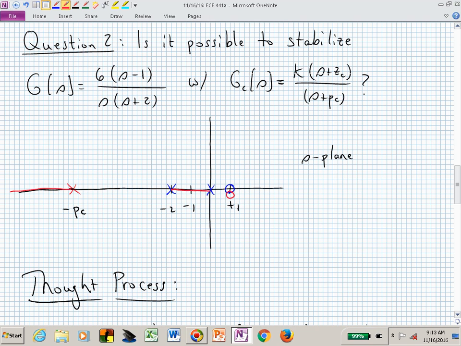How many closed loop poles do I have? How many X's are there? How many open loop poles do I have? I have 3, so I should have 3 closed loop poles. I have 3 branches of the root locus. I only see 2 pieces. You said I have 3.